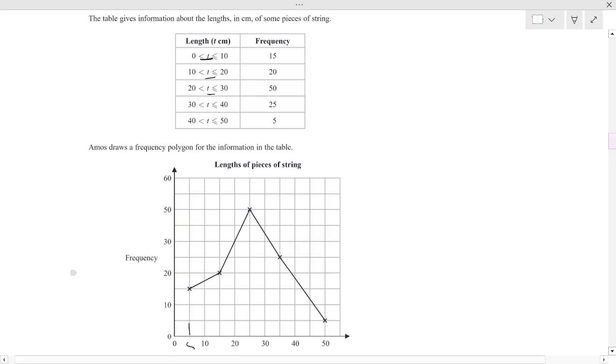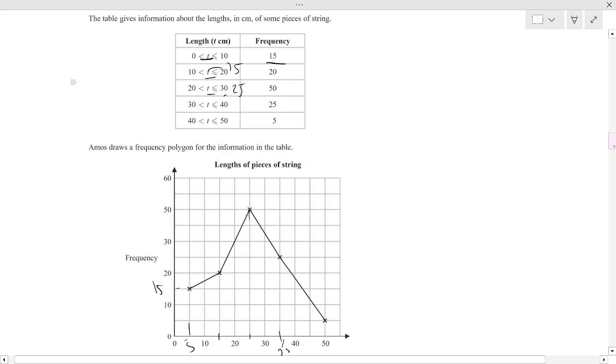So here we have 5 with the frequency. So here we have 15. So that's plotted right. Then let's check this, and then you connect each point with a line. Okay, as the graph shows. So what about the second point? Well, that's 15. Cool. The midpoint there is 15. And its frequency is 20. Cool. Then we have 25, so the midpoint's 25. Yep. And the frequency is 50, so that point is fine.